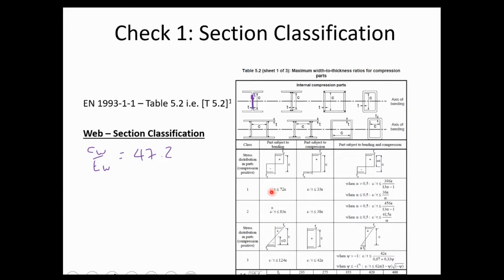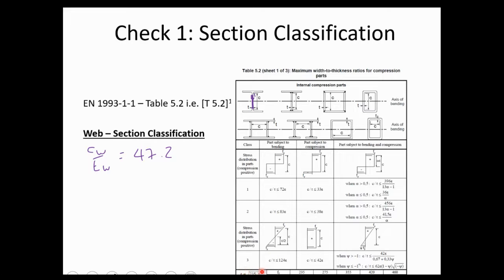If it doesn't meet that limit, then we check to see if it's less than or equal to 82 epsilon. If it's less than 83 epsilon and greater than 72, then it's a class two section. If it's greater than 83 but less than 124 epsilon, then it's a class three section. And if it's greater than 124 epsilon, then it's a class four section. So we need to look at what epsilon is.